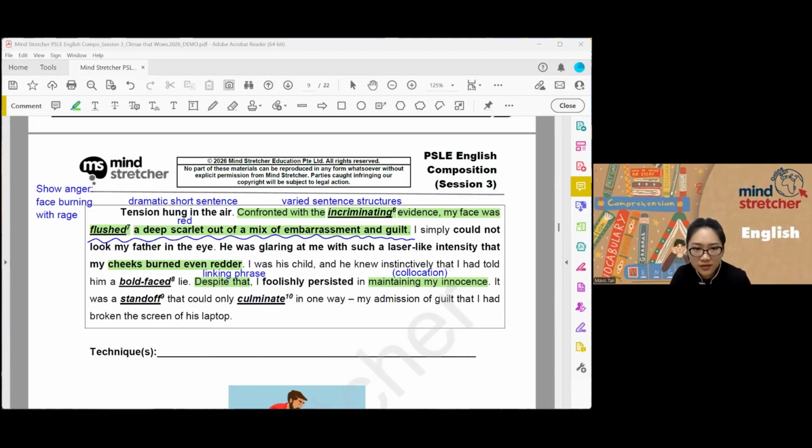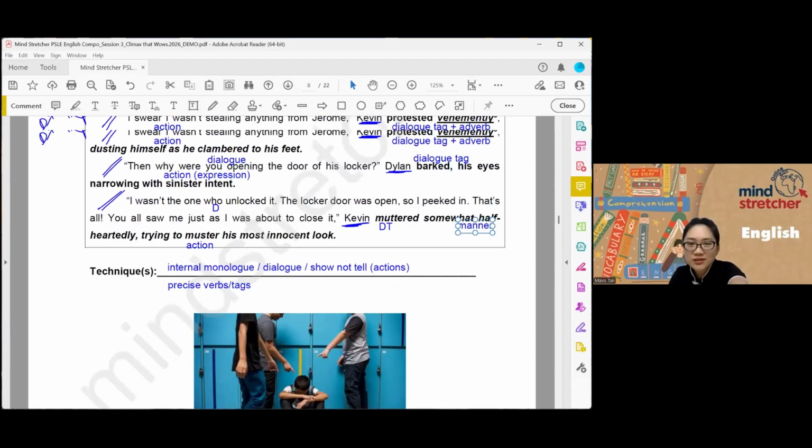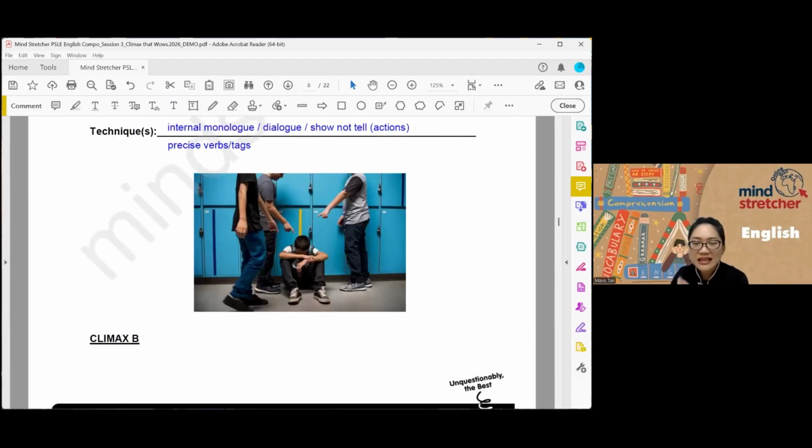This is a very vivid paragraph, very well written, and there are not many very complex structures or words. He was glaring at me, laser-like intensity. Learn this, a laser-like intensity. I know a lot of you like to use staring daggers, right? Now you have another phrase to learn, laser-like intensity. Because everyone is now using staring daggers. Time to change things up. Staring daggers was in front. Staring daggers was here. Then we varied. Instead of staring daggers, laser-like intensity.